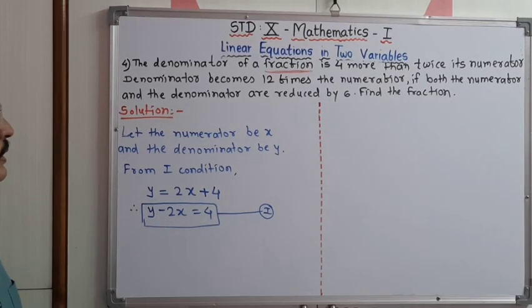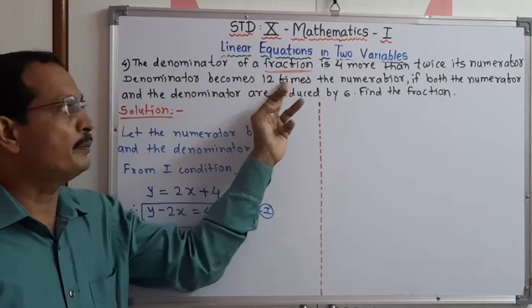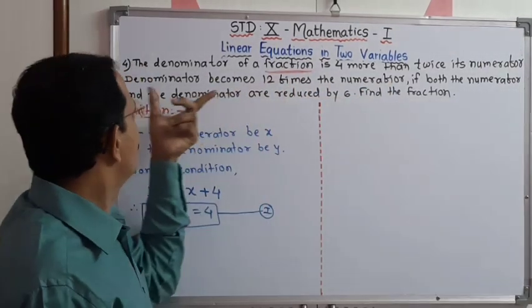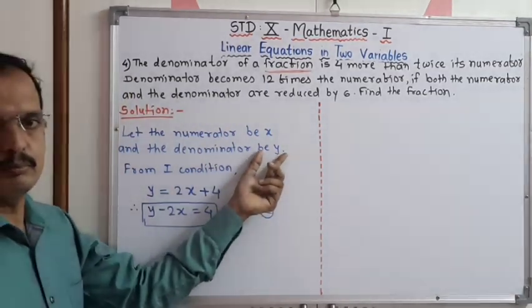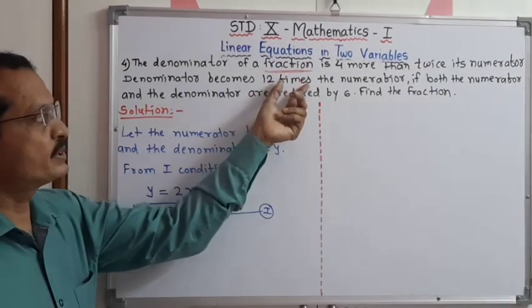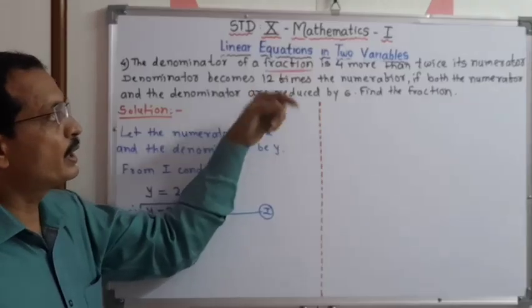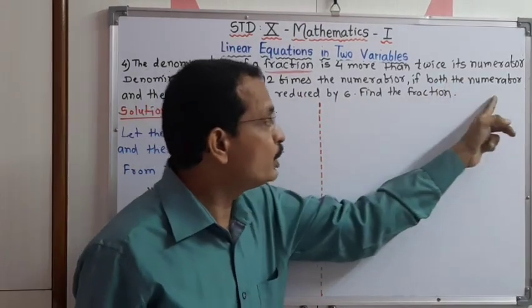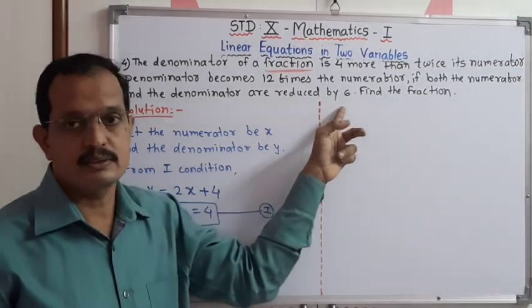See the second condition. The denominator becomes 12 times the numerator. This denominator, that means this y, will become 12 times the numerator. But when? If both the numerator and denominator are reduced by 6.